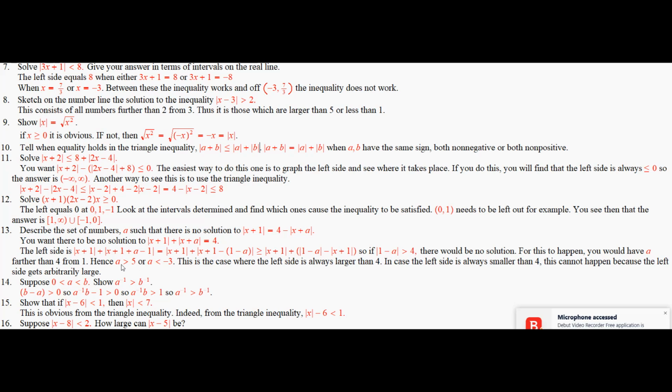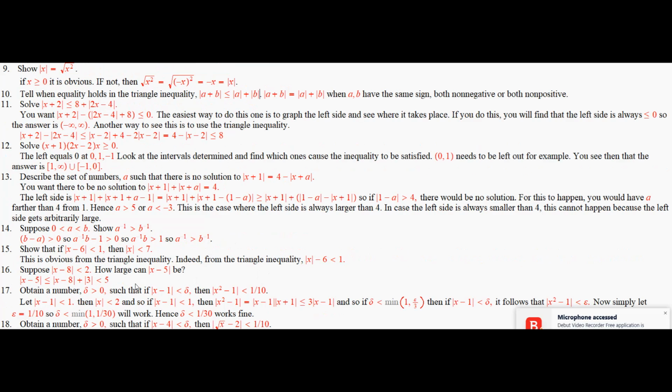So you would need to have a bigger than 5 or a less than -3. And as I just pointed out, the other case can't happen, that this is always smaller than 4. So this takes care of the case where it's bigger than 4. And if you have a bigger than 5 or a less than -3, there will be no solution.